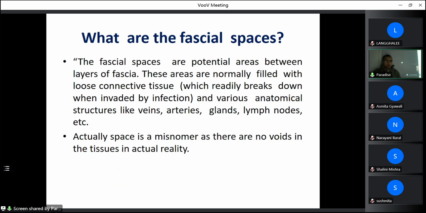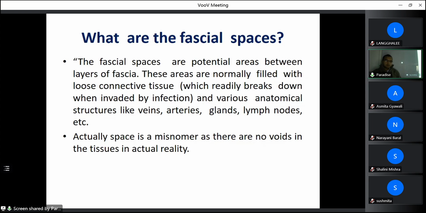Even though it is called a space infection, there is no space within the maxillofacial region. Okay, it is a misnomer. The space is only created once there is infection. Whenever there is infection, there will be accumulation of inflammatory fluid, and it will split the normal loose irregular tissue, and in late cases, it may lead to formation of pus.